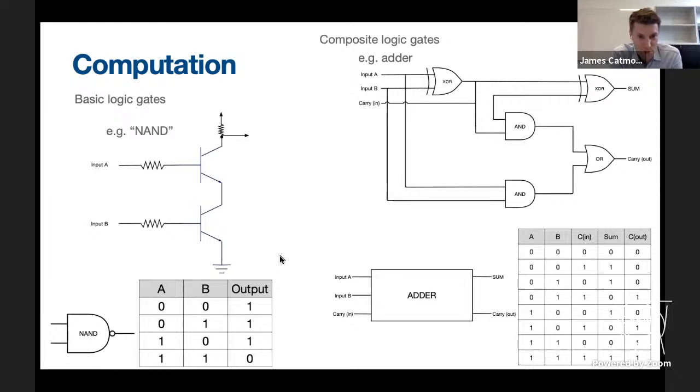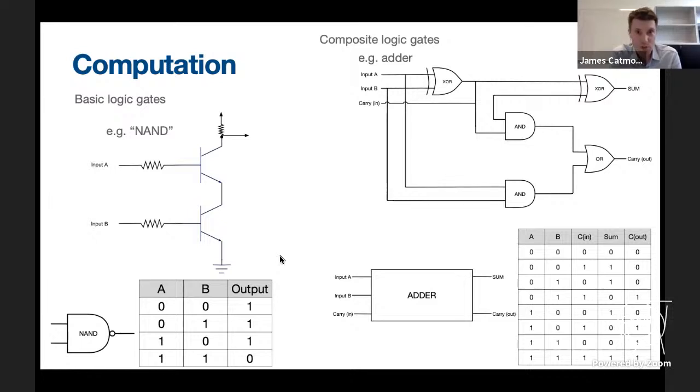Those of you who've done physics or electronics at school may remember these tables that define how a particular logic gate behaves, depending on whether the input is on or off. And these can be combined into more complicated circuits. The one on the left is a very simple one, and I've shown a more complicated composite one. They can be made more and more complicated until you build up a much more sophisticated device that can perform all the tasks that we need of it.